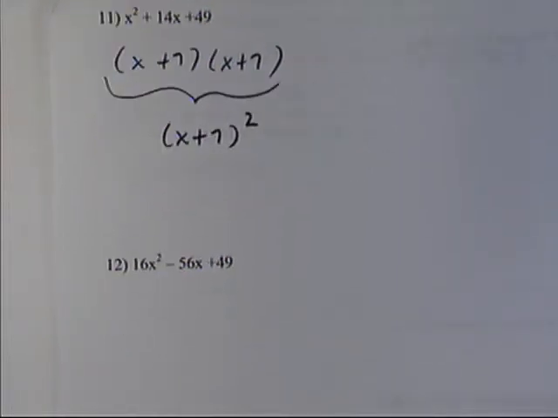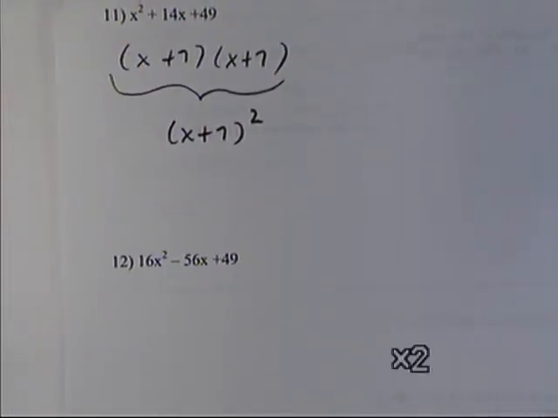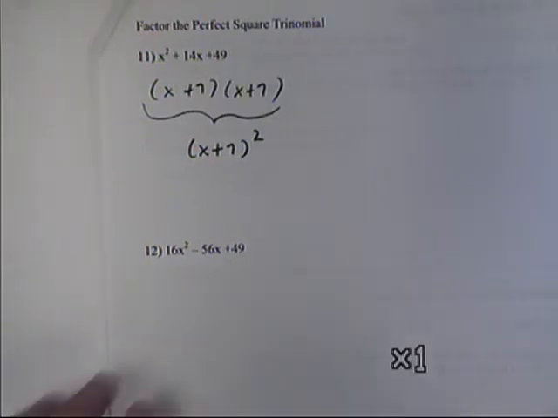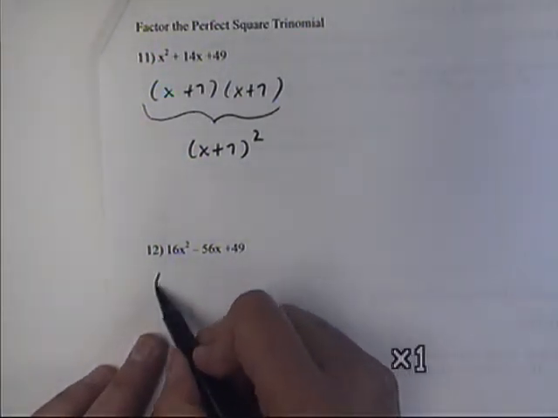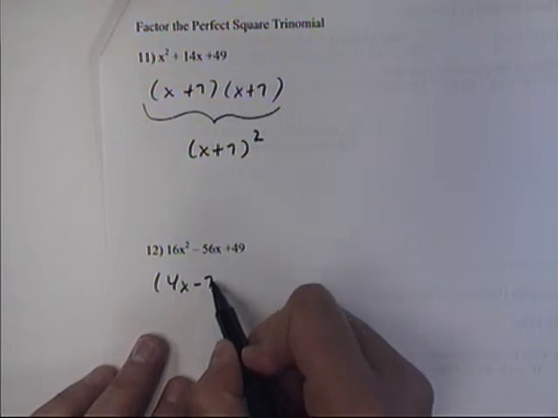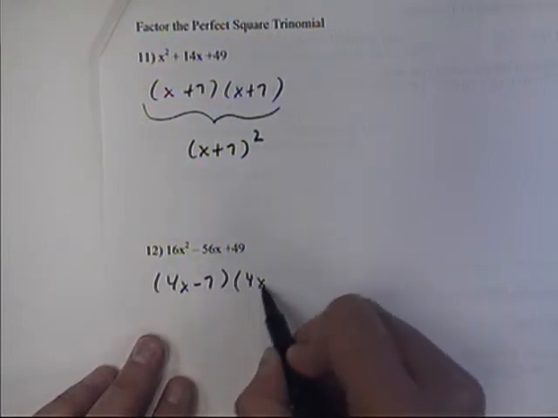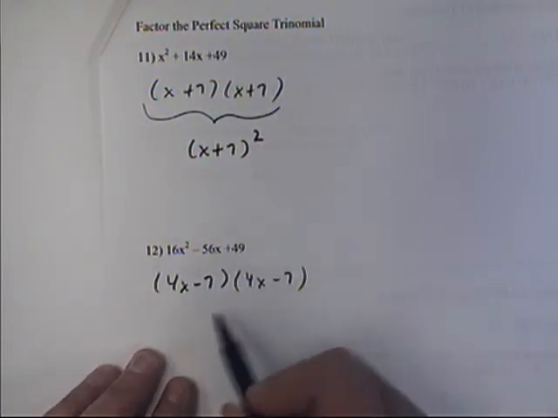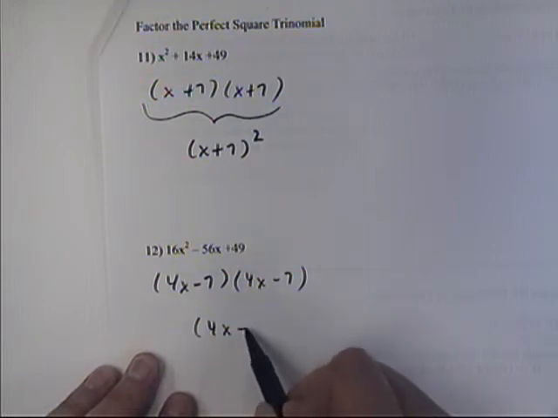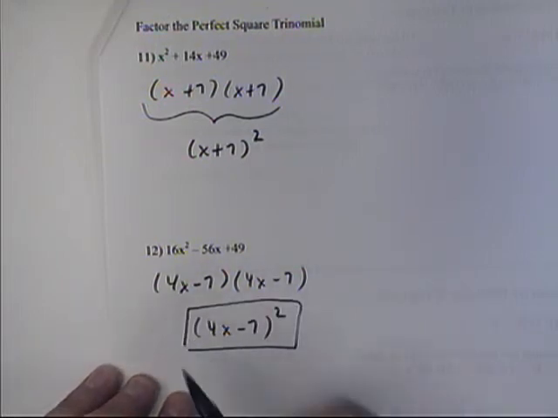All right. And then this one's very similar. This can be factored into 4x minus 7 times 4x minus 7, and therefore that can also be written as quantity squared. That thing times itself is just that thing squared.